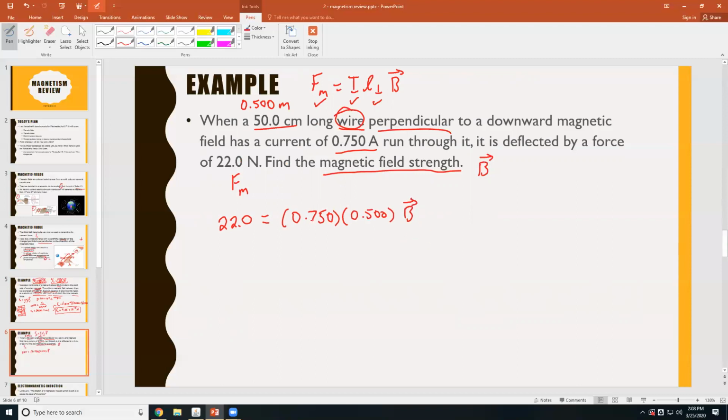To find B with an arrow, just divide these other two things over to the other side. I've already done it, so I'll just tell you the answer. B with an arrow, in other words, our magnetic field strength, I probably should call it what it actually is here, rounded to 3 sig digs is 58.7, and the units on a magnetic field strength are, of course, Teslas. So that would be the answer to that question.